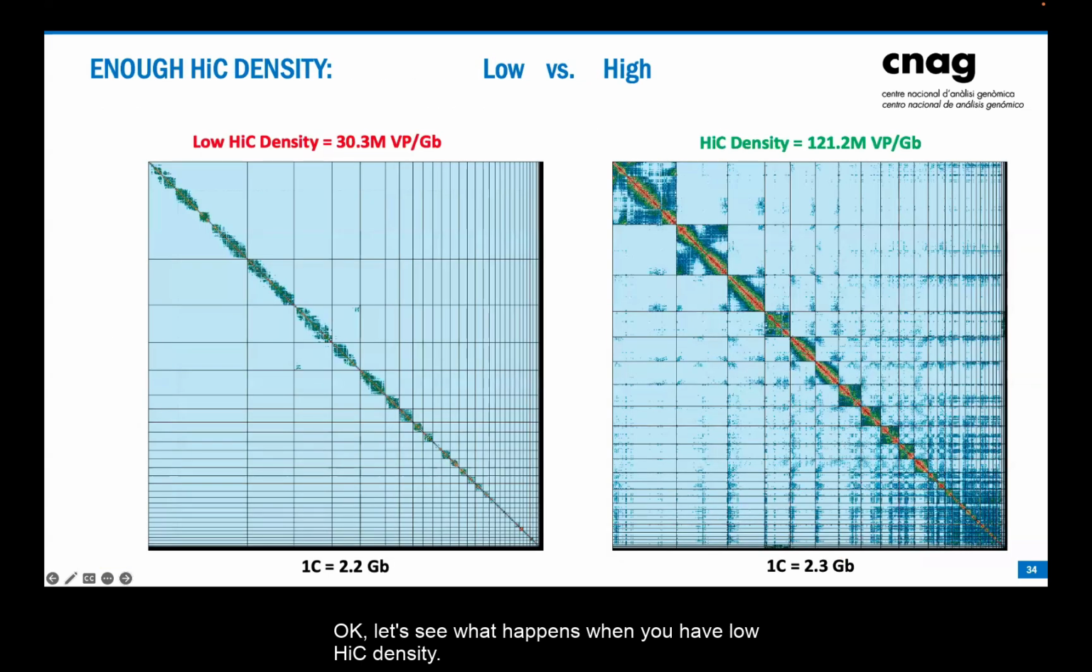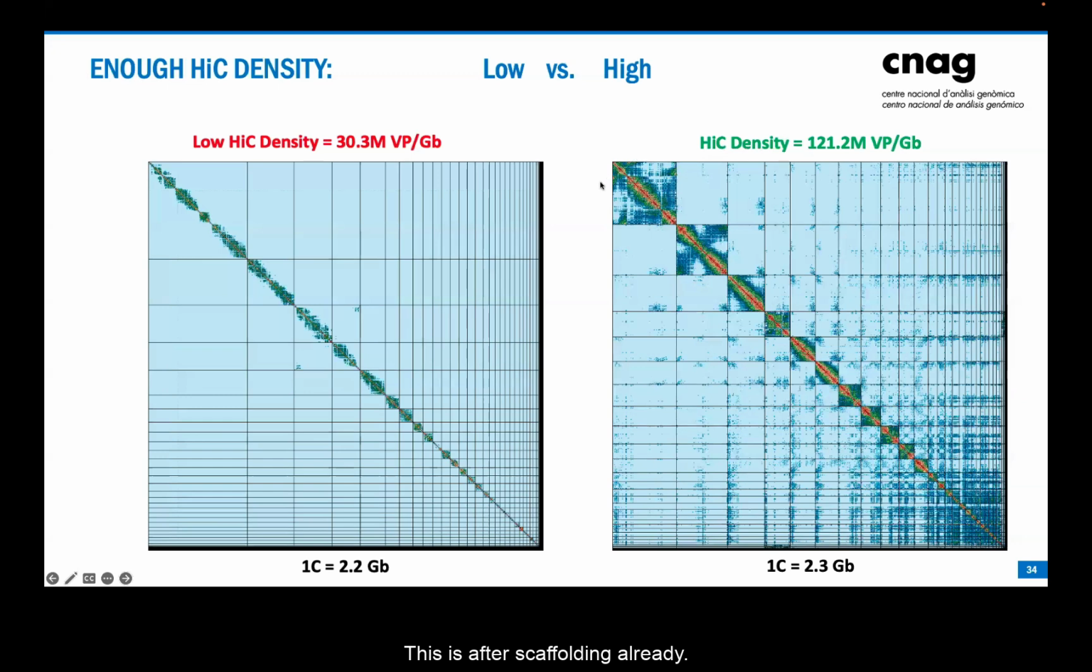Okay, let's see what happens when you have low HiC density. These are two vertebrate genomes, totally anonymous, that have more or less similar genome length, 2.2 and 2.3 gigabases. The one on the left has a HiC density of 30 million valid pairs per gigabase of genome. And the one on the right has a density of 120 million per gigabase of genome. This one looks really nice.